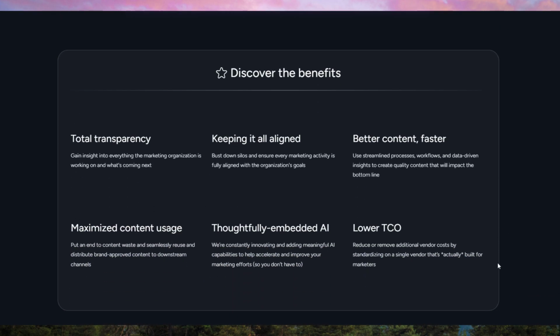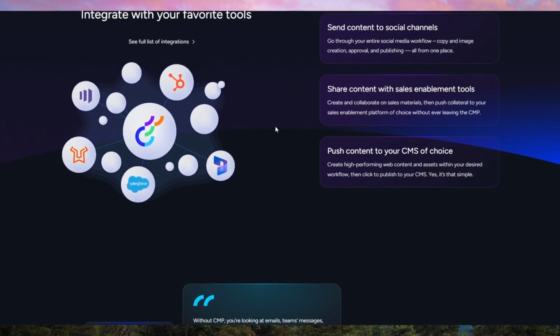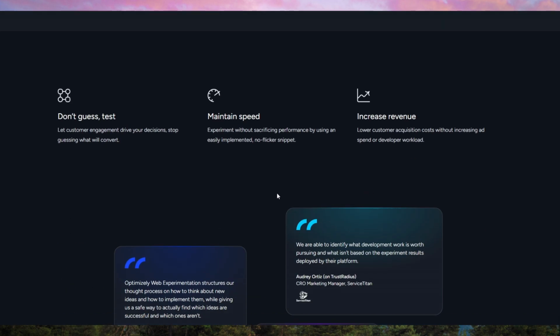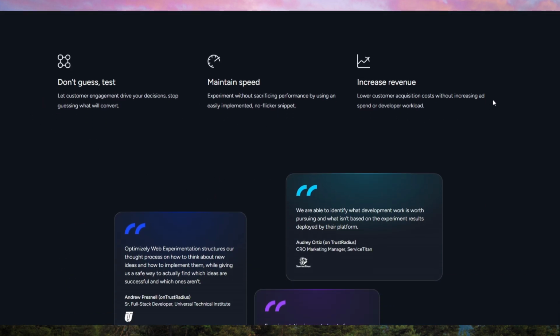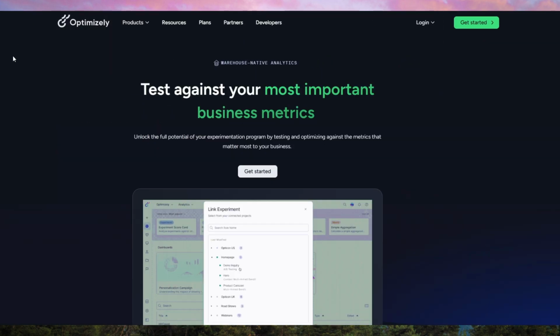So, who is it for? If you're a small business, Optimizely might feel overwhelming or even overkill, given its pricing and advanced functionality. But for medium to large enterprises, particularly those in e-commerce, SaaS, or media, this tool is invaluable.